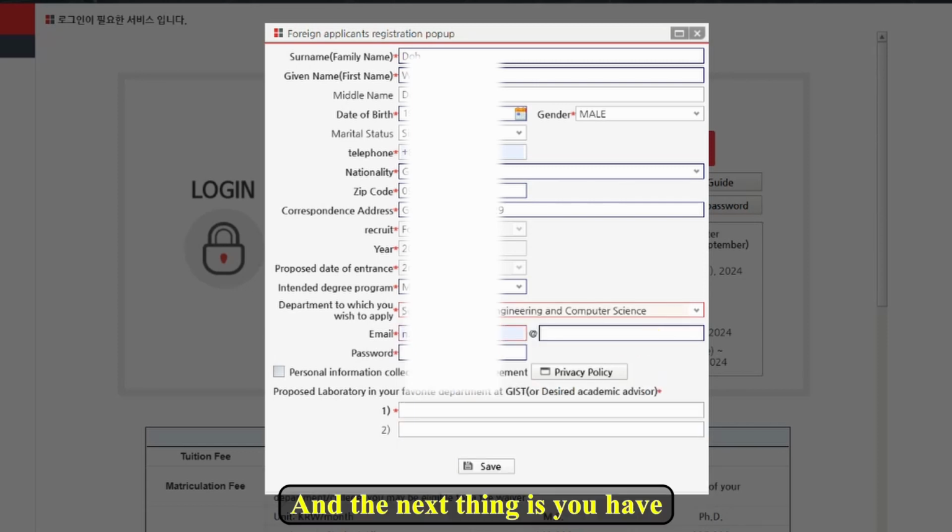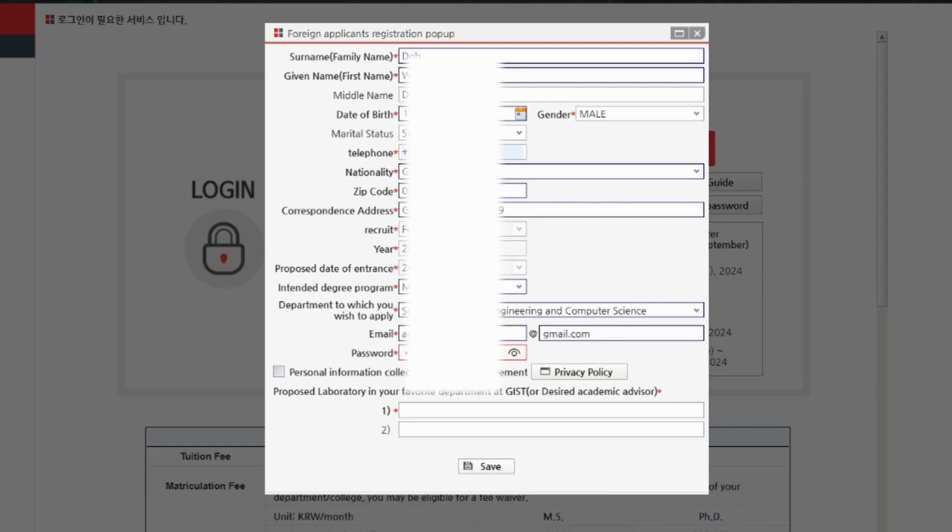And then next thing is you have to input an email, and then you have to skip and then put yahoo.com or gmail.com because they already have it inserted for you. So you just need to go ahead and then create a password.